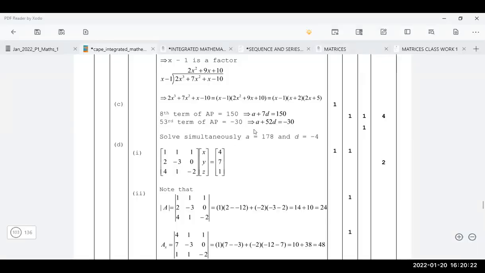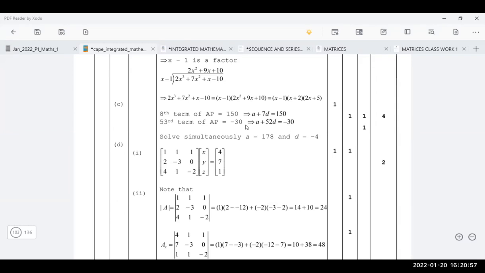And as you can see, your equations are correct. A plus 7D and A plus 52D. But as you can see, look how the marks are distributed. You get 1 mark for this equation and 1 mark for the next equation. They don't care about your working, but then you solve simultaneously and they're going to give you 1 mark for the 178 and 1 mark for D to be -4. So all of that step that you're showing in your working, what they're saying is you should know that from CSEC. So you realize what they mean with the marks, don't you?